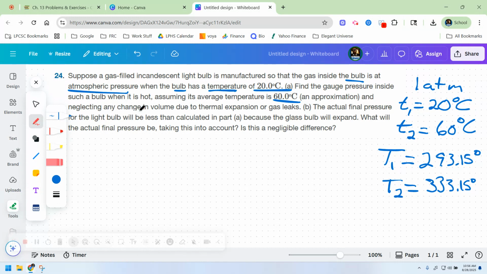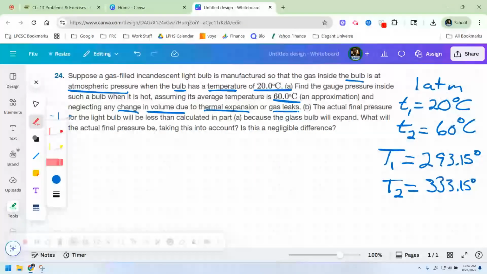And neglecting the change in volume. So they're saying that there's a little bit of change in volume because there's some thermal expansion or gas leaks. So we're ignoring it. It's almost like ignoring friction when you do the kinematics. The actual final pressure of the light bulb will be calculated in part A because the gas bulb will expand. What will the actual final pressure be taking this into account? Is the difference negligible? So it's two parts.